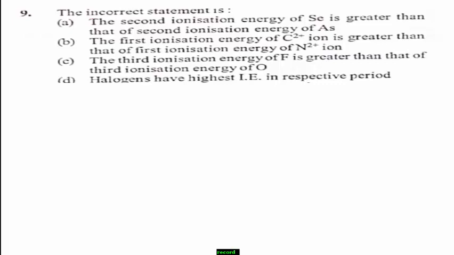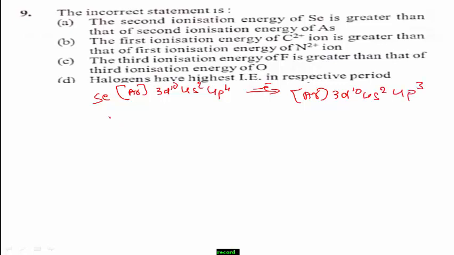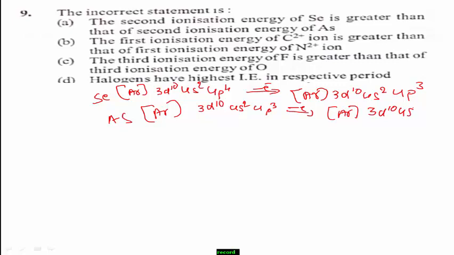Students, for answering this question, first look at each point in detail. Selenium's electronic configuration is argon 3d10 4s2 4p4. If you remove an electron, it becomes argon 3d10 4s2 4p3. Arsenic's electronic configuration is argon 3d10 4s2 4p3. If you remove an electron, it becomes argon 3d10 4s2 4p2. The first ionization energy of arsenic is greater than that of selenium due to the half filled p orbital, but the second ionization energy of selenium is greater than this. Option A is correct.